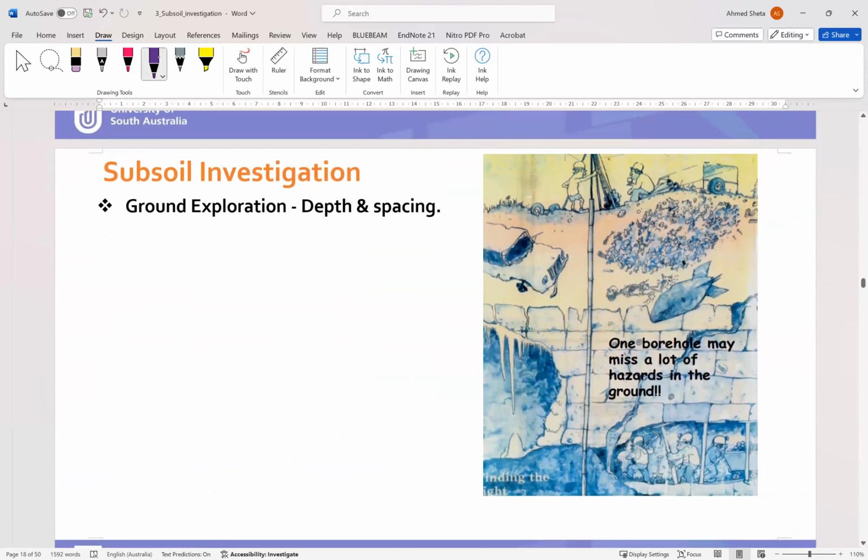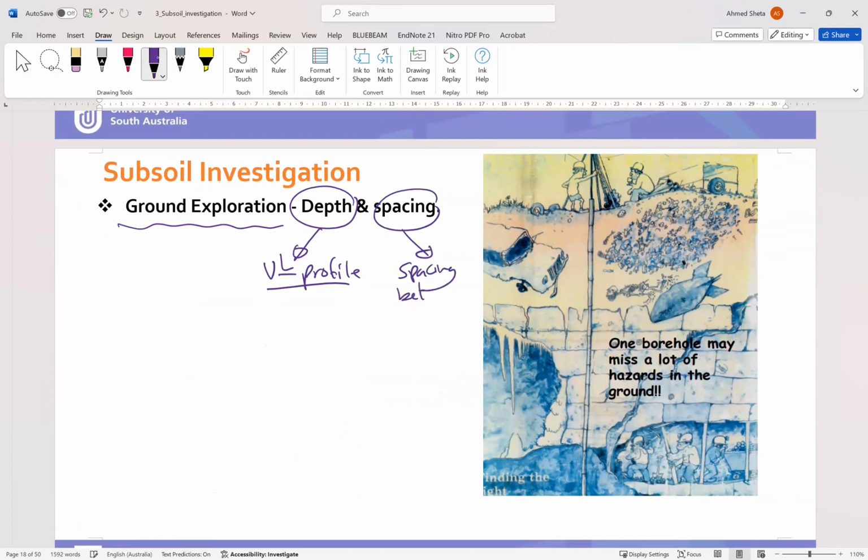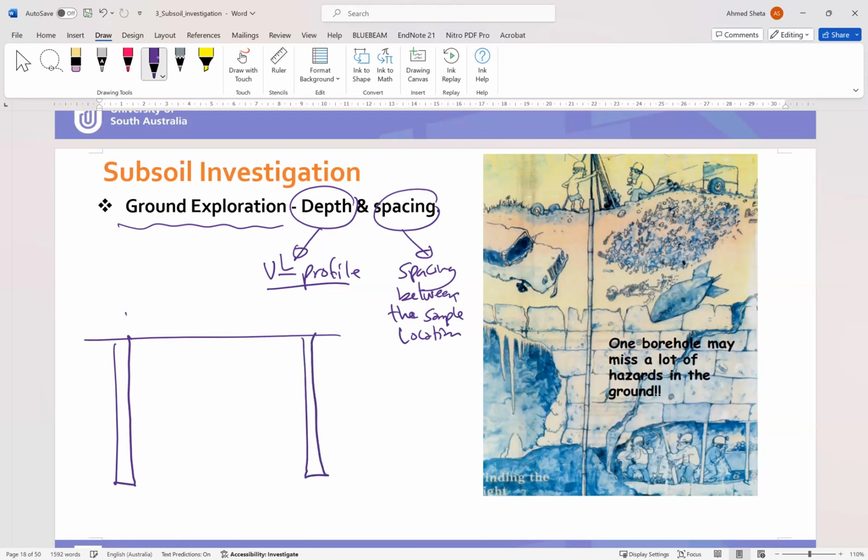The ground exploration stage will require the depth of the vertical profile and also the spacing between the boreholes or the sample locations. So if we have one here and one here, we are looking for how much is the distance x and how much is the depth z. We need to know these two pieces of information, the spacing and the depth of the borehole, if we are making a borehole.